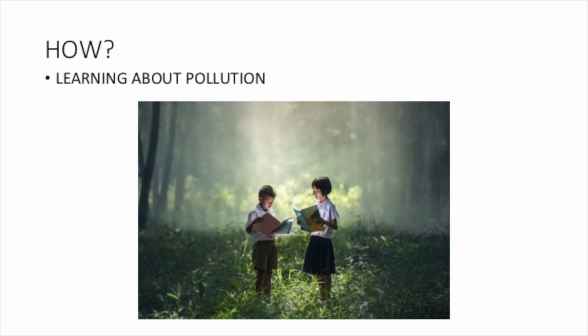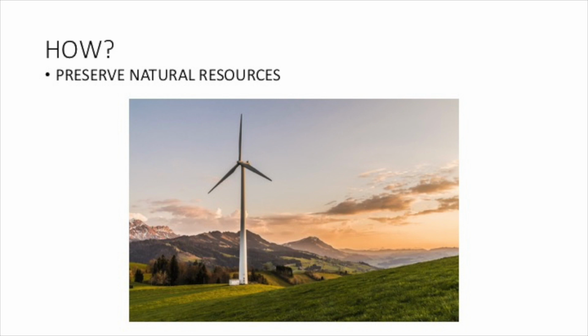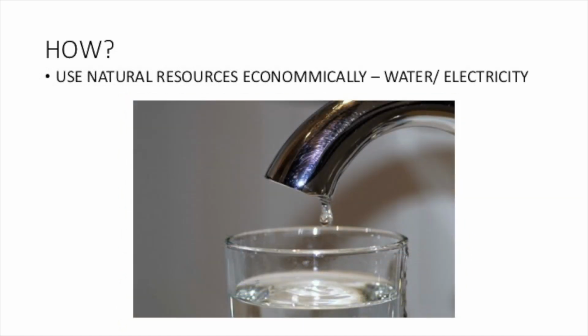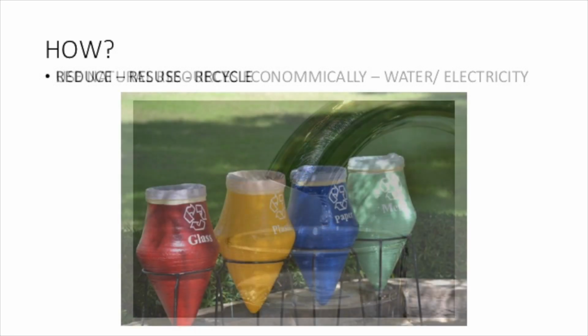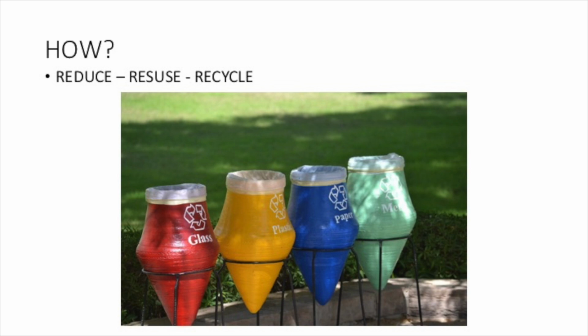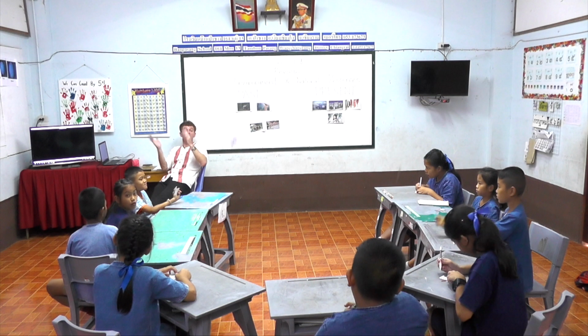So we must help. And who can remember, guys, how can we help? The 3 R's. Reduce, reuse, recycle. Well done, well remembered. And we can also learn about pollution and how we can stop it. Preserve our natural resources, which means protect them, and use them economically, which means don't use them all the time. And finally, the 3 R's again: reduce, reuse, recycle. Any questions, guys? Okay, that was excellent. Well done.